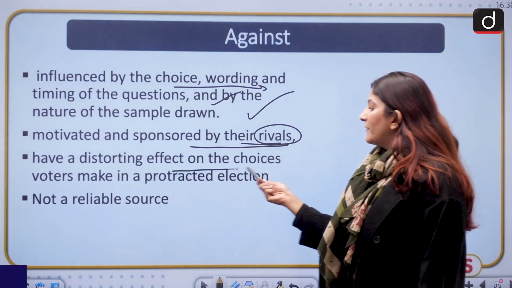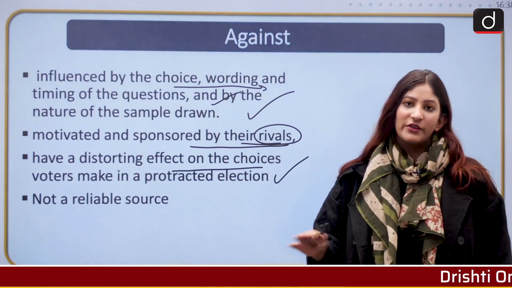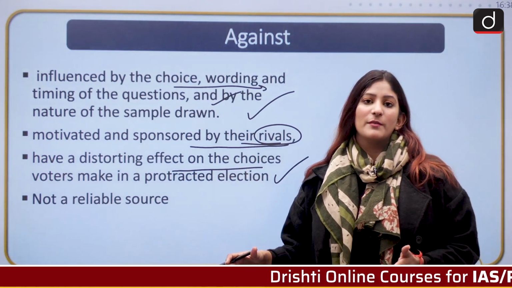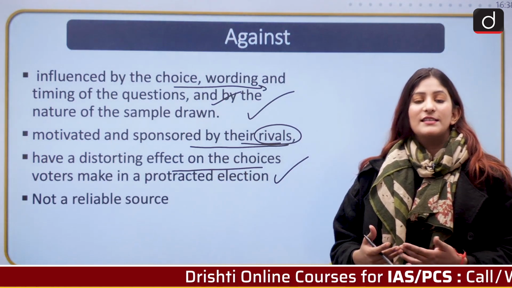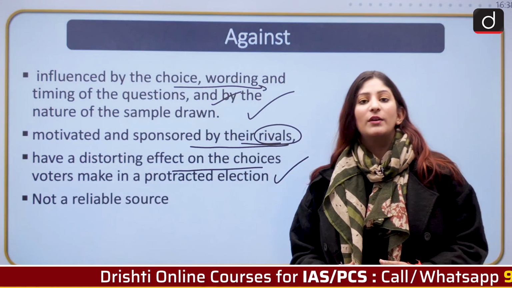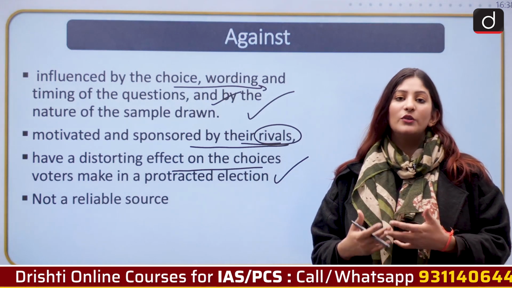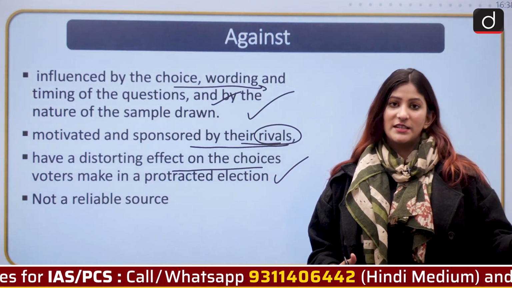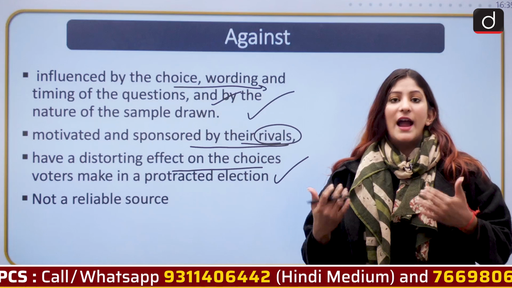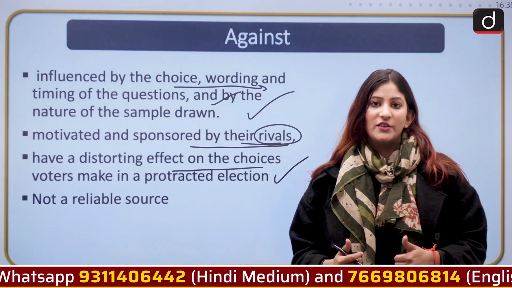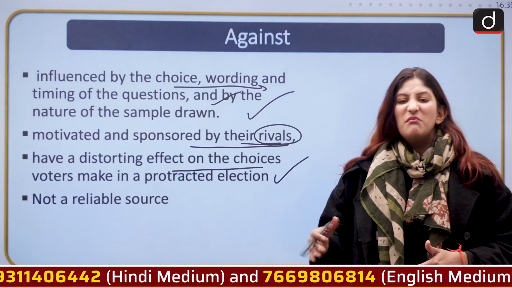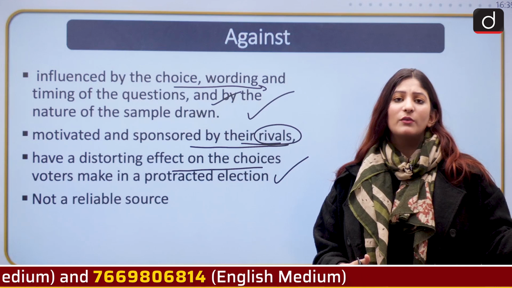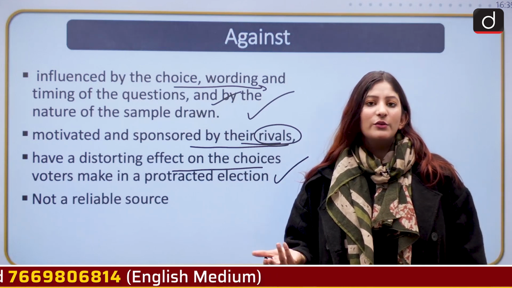It can have a distorting effect on the choices that voters make in a protracted election. So if they see the sentiments, I'm talking about both exit and opinion polls. Suppose we are talking about opinion polls. I might want to vote for party A, but according to the opinion poll, the majority of people are voting for party B. Although I have my determination and grit to vote for party A, I will see that if 100 people are going to vote for party B, my vote will go useless, it will be futile.